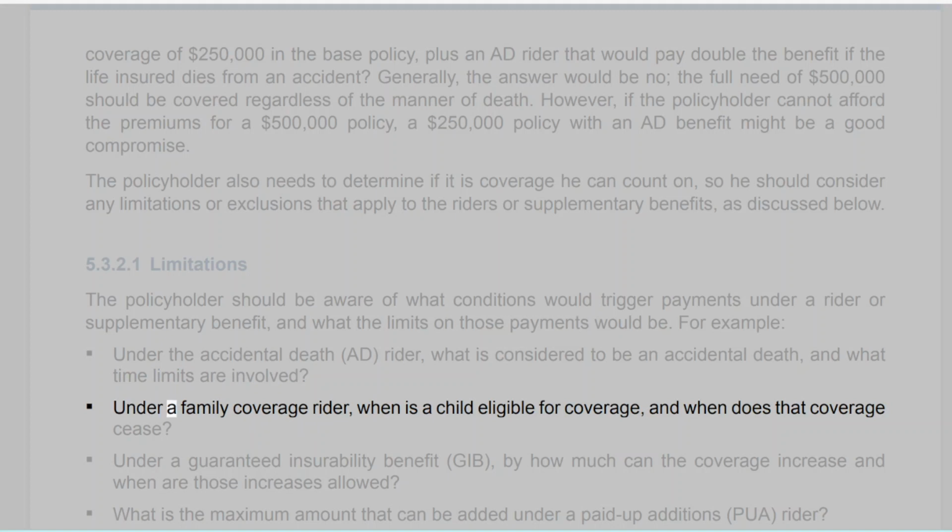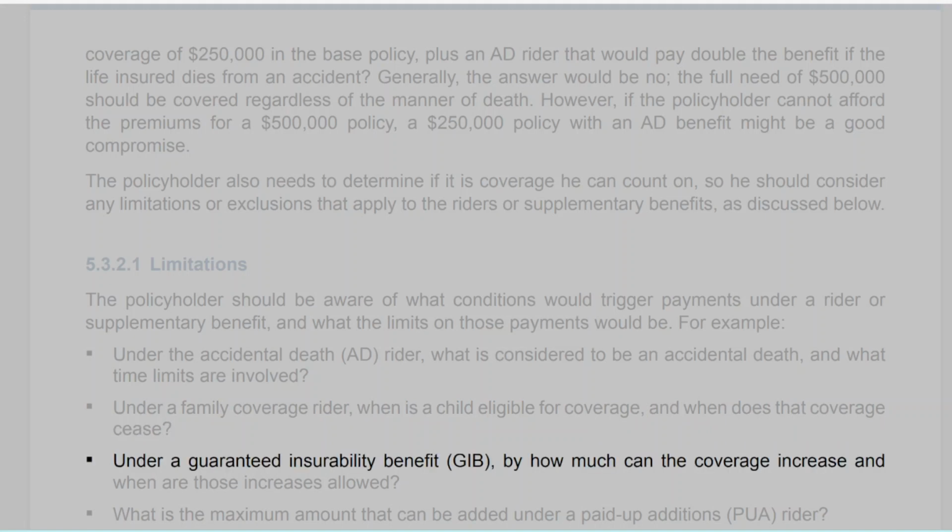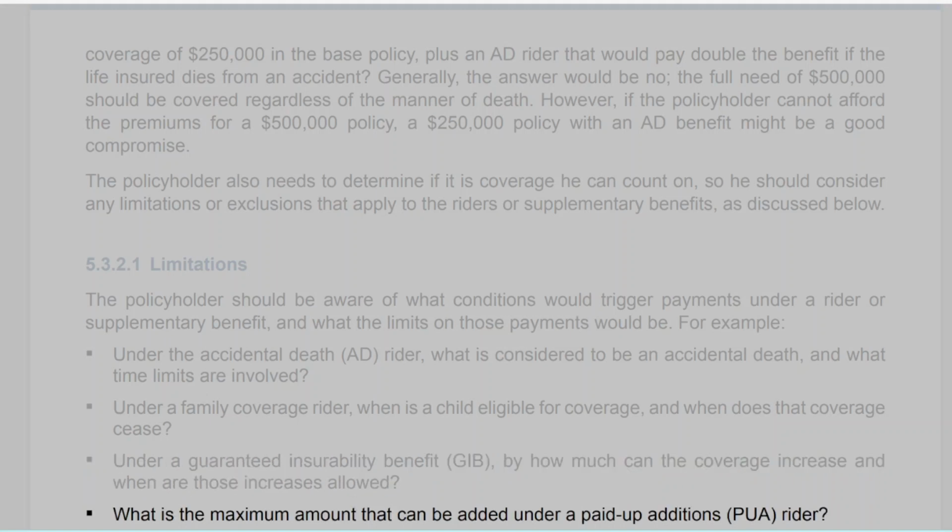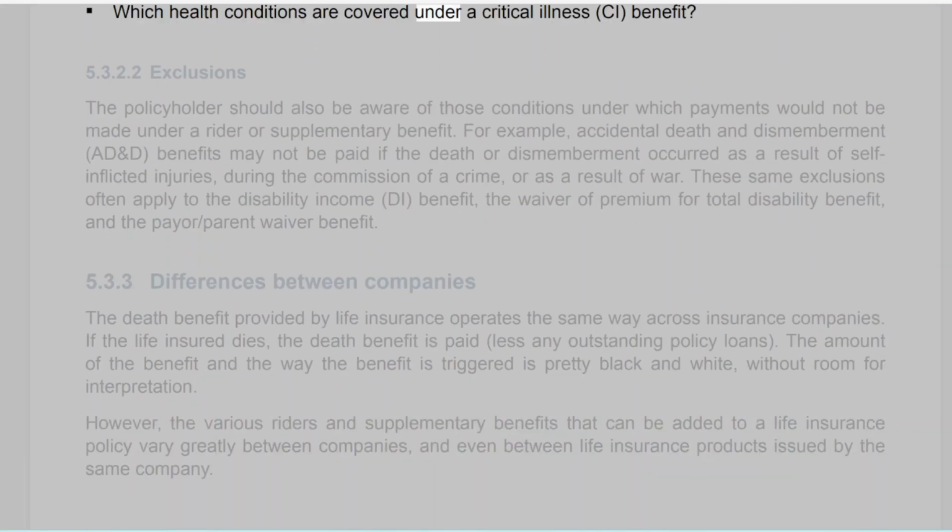Under a family coverage rider, when is a child eligible for coverage, and when does that coverage cease? Under a guaranteed insurability benefit (GIB), by how much can the coverage increase and when are those increases allowed? What is the maximum amount that can be added under a paid-up additions (PUA) rider? Which health conditions are covered under a critical illness (CI) benefit?